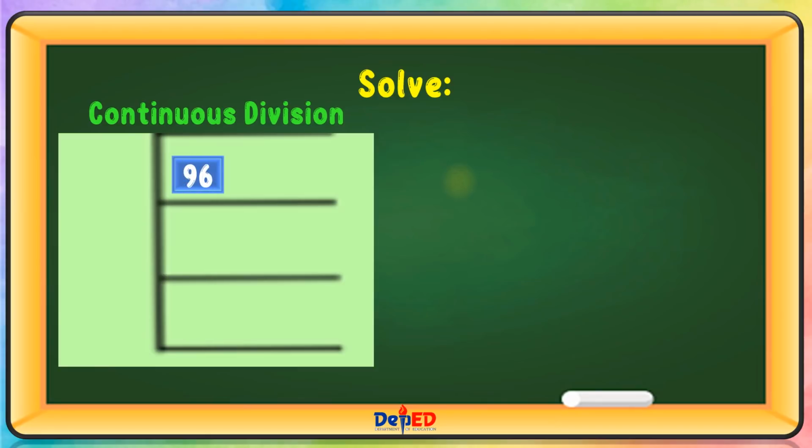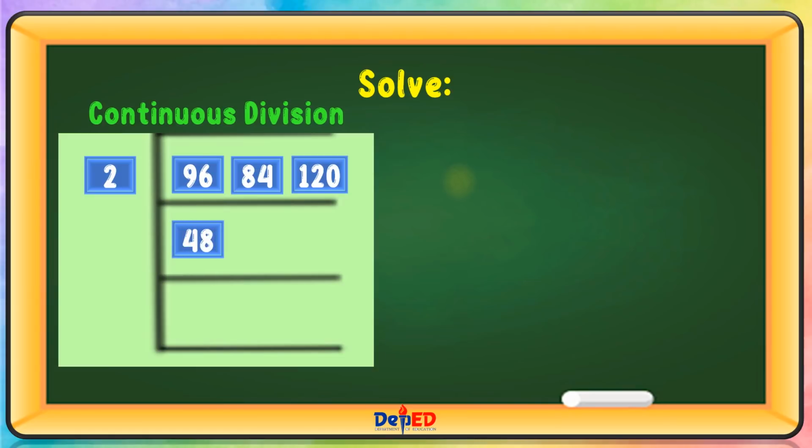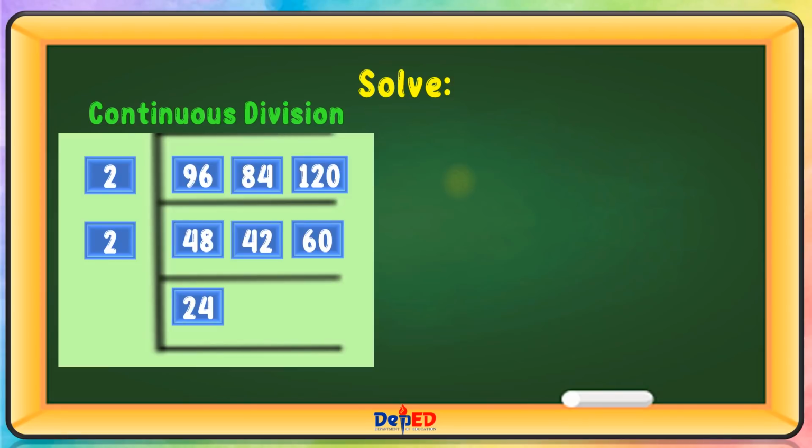96, 84, 120. Let us use the prime number 2. 96 divided by 2 equals 48. 84 divided by 2 is 42. 120 divided by 2 is 60. Let us use the prime number 2 again. 48 divided by 2 equals 24. 42 divided by 2 equals 21. 60 divided by 2 equals 30.